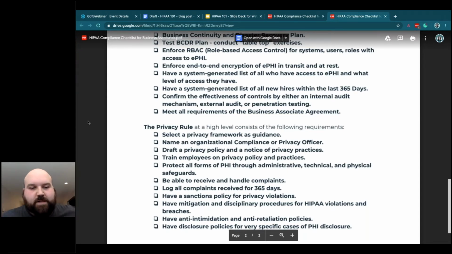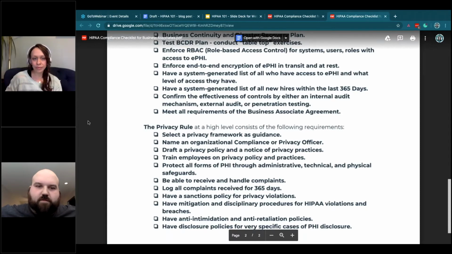Privacy rules, another point is selecting a privacy framework as guidance throughout, and naming an organizational privacy officer, someone who is responsible for the compliance objectives.